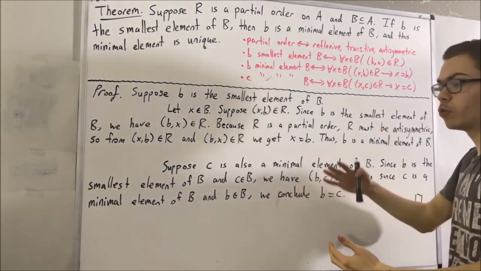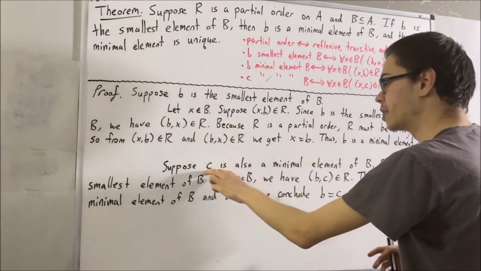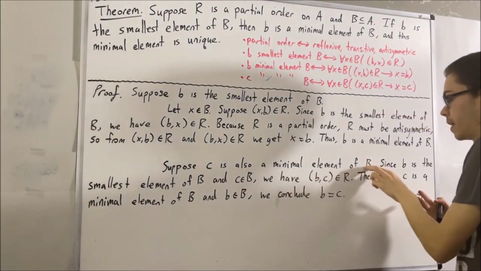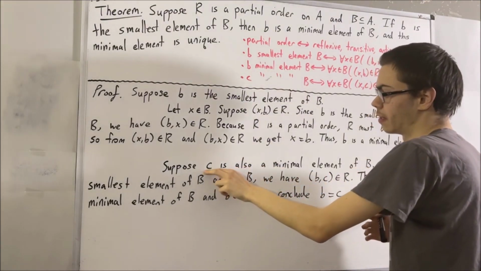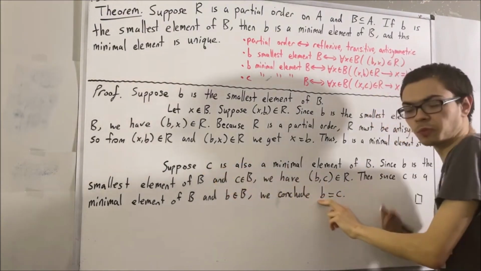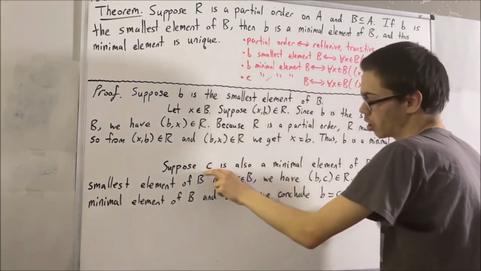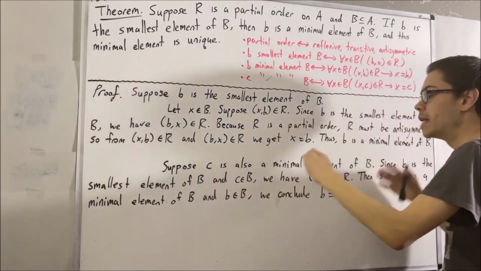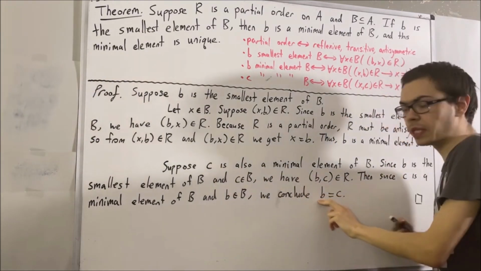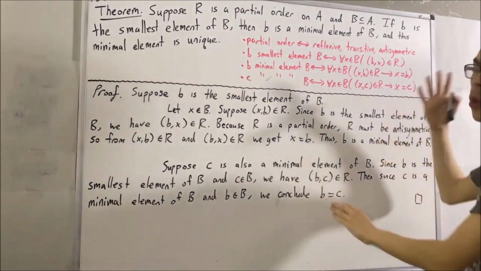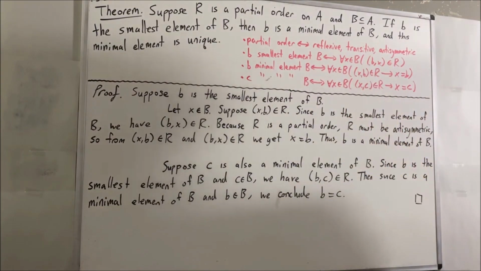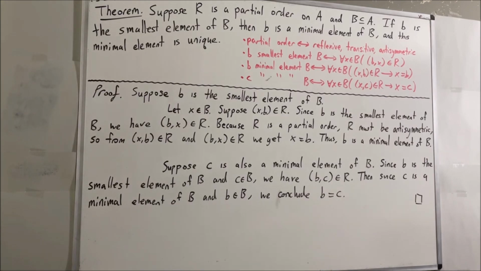The way we did that is we started out by considering an arbitrary minimal element of B. And we showed that that arbitrary minimal element, little c, is equal to little b. Since c was arbitrary, this means every minimal element of B is equal to little b, and thereby concluding that little b is the only minimal element. So yeah, that's pretty much the idea of how you could prove a theorem like this. So yeah, that's pretty much it for this video.